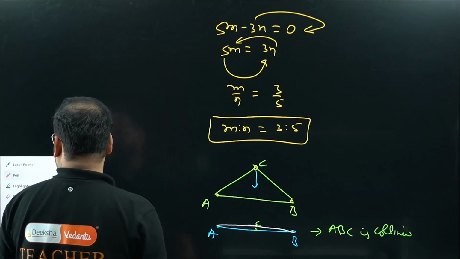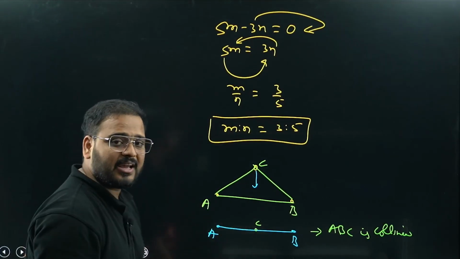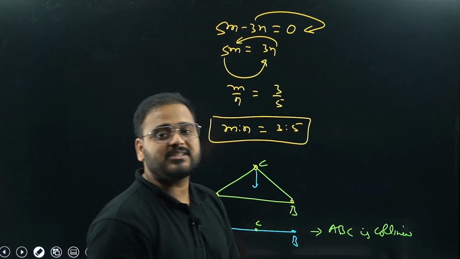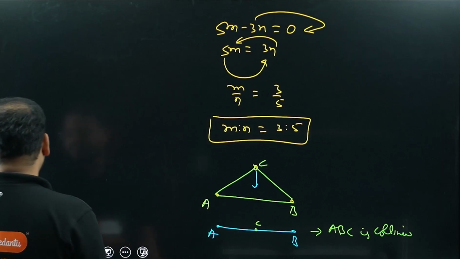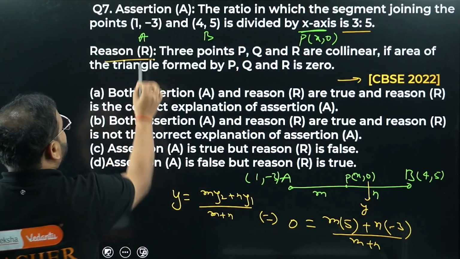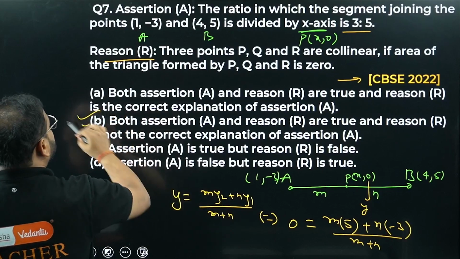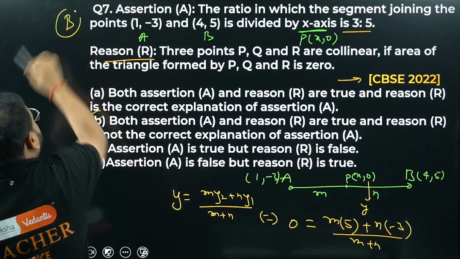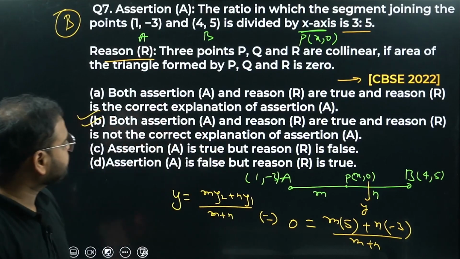But it is not the case. The C is lying on the line AB because they have given that the points ABC are collinear. For that reason, the area of the triangle is what? 0. So that's why reason R is also true. But does reason R explain the assertion? No, sir. It means option number B is correct. Option number B is correct. Clear? Okay.